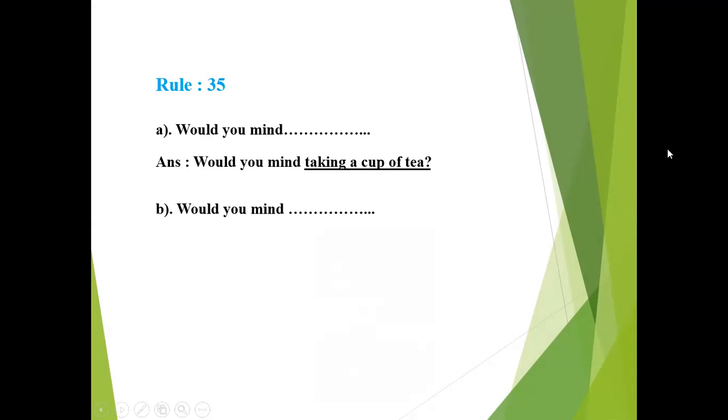B. Would you mind dash? Would you mind opening the door? Here, opening is a present participle. A present participle is formed by verb plus ing.